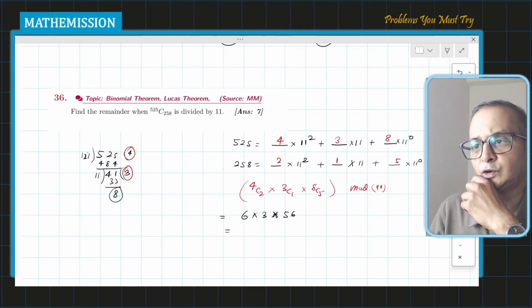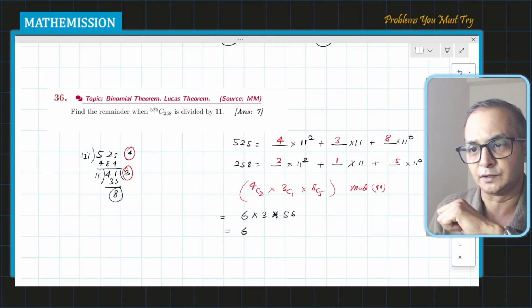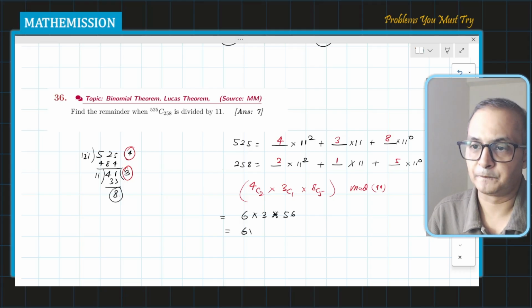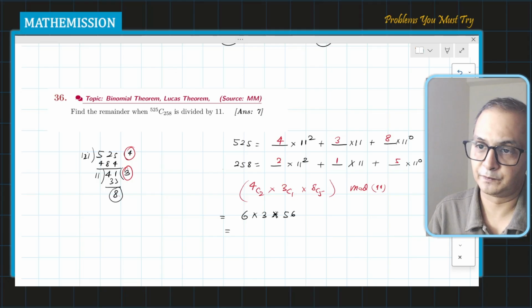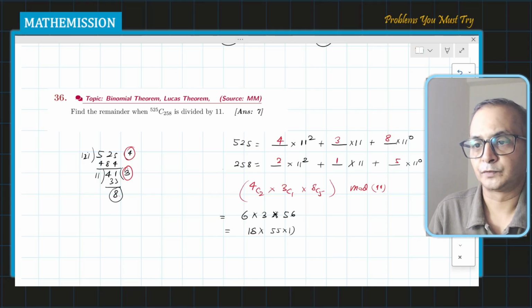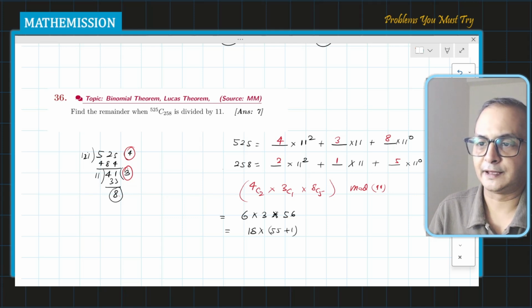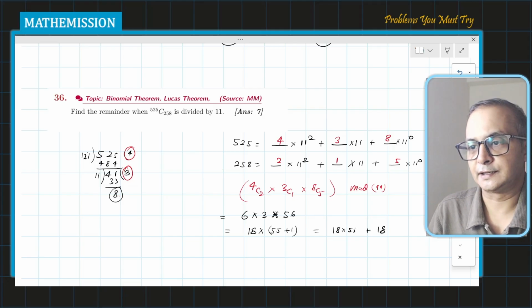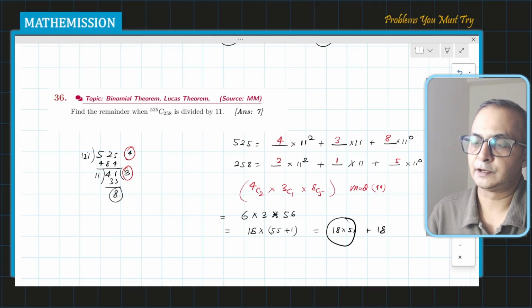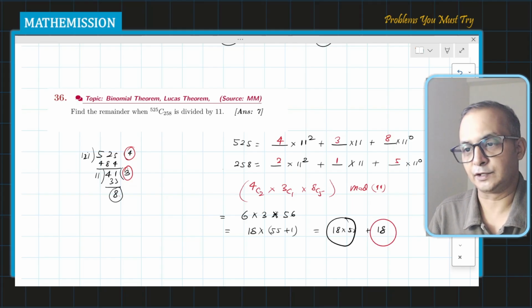Yes. Now notice that 55 is a number which is very close to the multiple of 11. So I can write it as 18, and that is 55 plus 1, not into 1. And then I can separate it. So 18 into 55 and plus 18. So this is again multiple of 11. So I have to only find the remainder when I'm dividing 18 by 11. That is going to be 7.